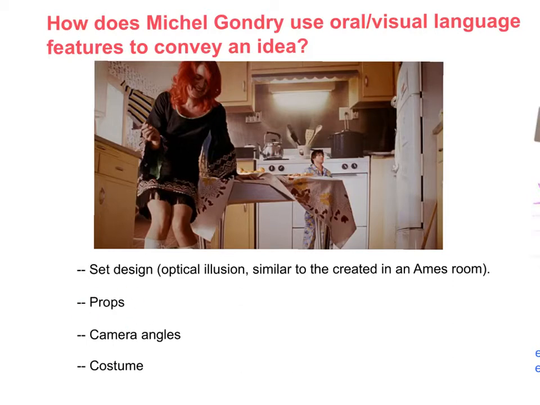And we've covered the props and the camera angles. This set design only works if you use the camera from a certain angle. Just like in the Ames room, you have to look through that little hole to get that optical illusion.